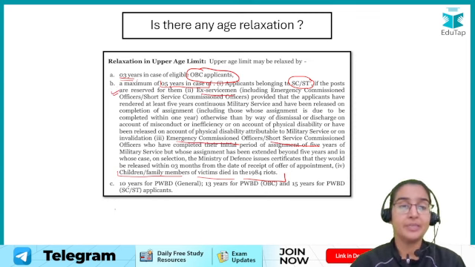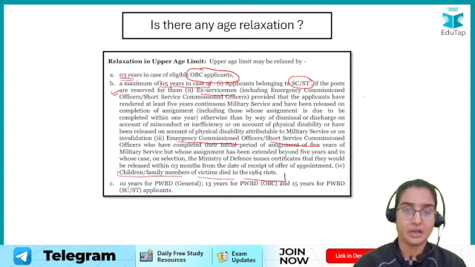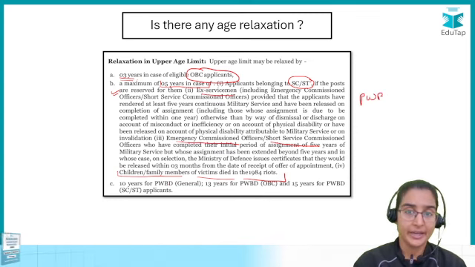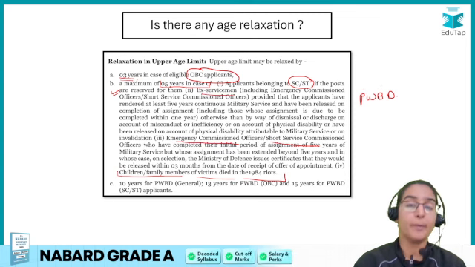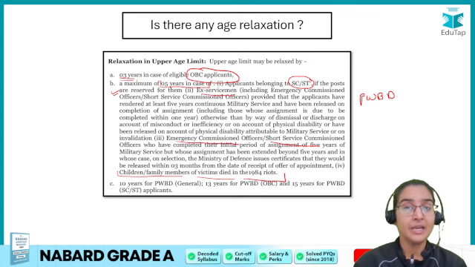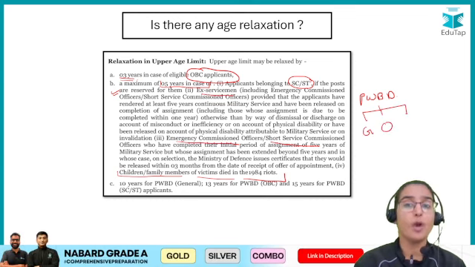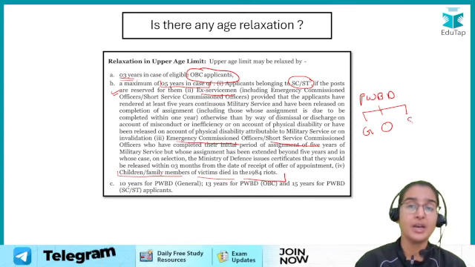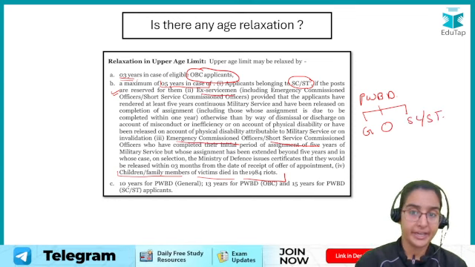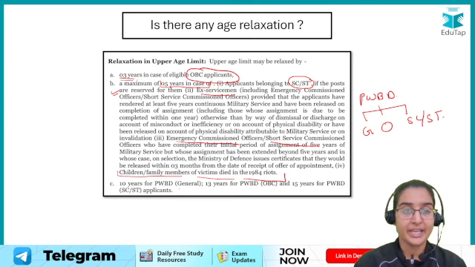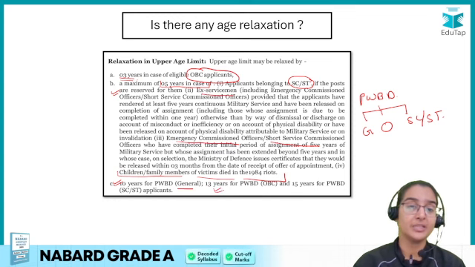Now, after them, the third category is the PWBD candidates. For the PWBD candidates, here you have to understand that a particular PWBD candidate can again belong to three categories. He can be a general category PWBD aspirant, he can be an OBC PWBD aspirant, or he can be an SC/ST PWBD candidate. Now, if you are a general category PWBD candidate, then an age relaxation of 10 years is provided to you. If you are an OBC PWBD candidate, then an age relaxation of 13 years is provided to you.